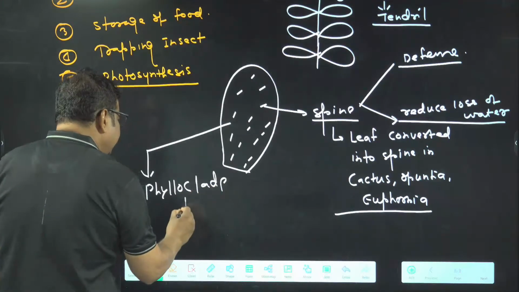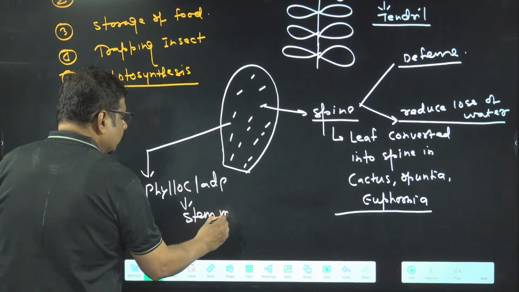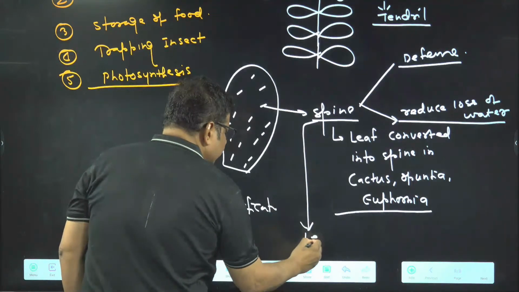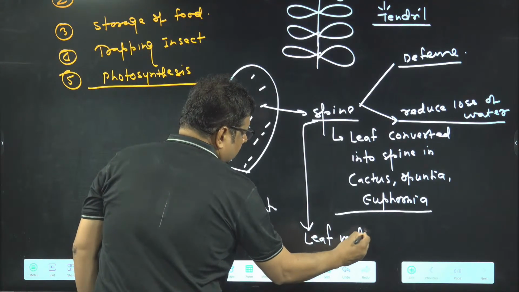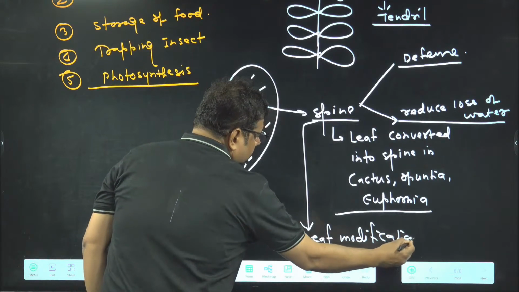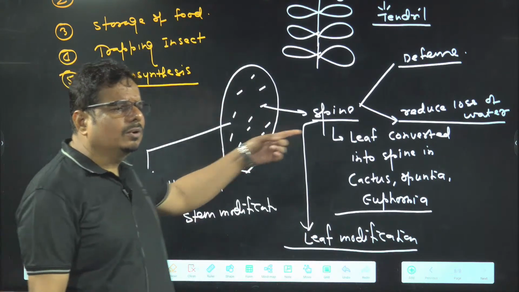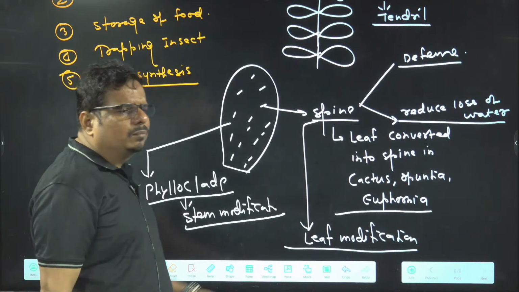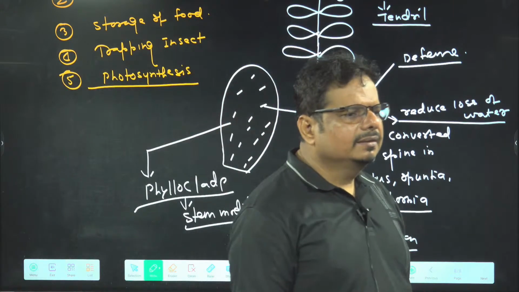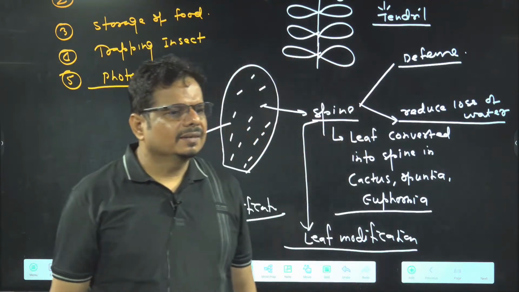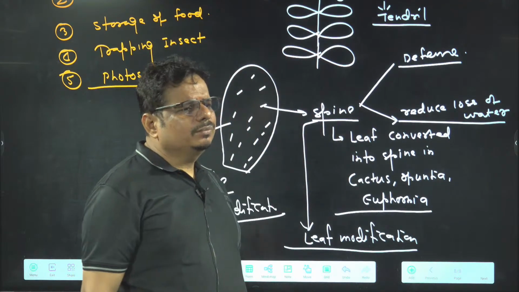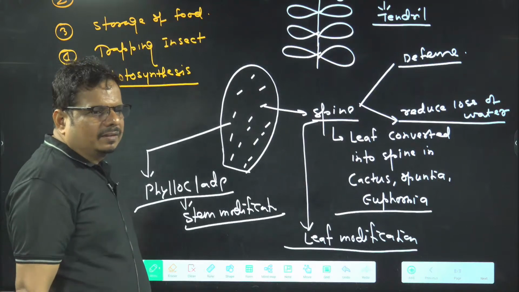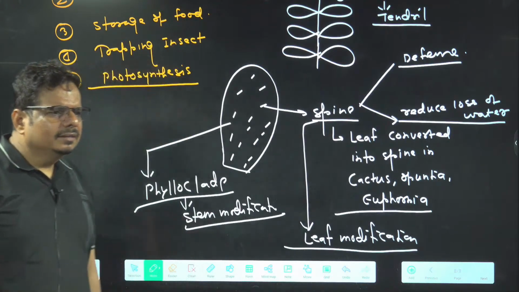So this phylloclade is a stem modification in the same plant, and this spine is what? Leaf modification. So if they are asking about leaf modification, you can say a spine, and if they are asking about a stem modification, it is called phylloclade, and both these modifications are present in the same plant. In cactus also this phylloclade is there, not only in Opuntia and Euphorbia. Are you getting the idea? Is it clear in the mind?